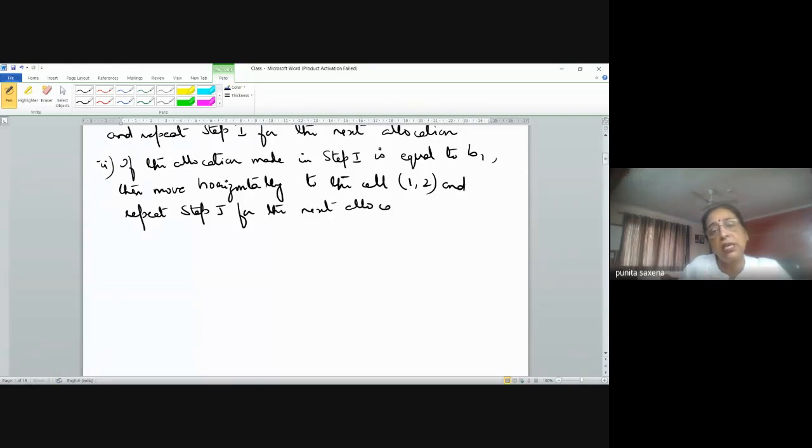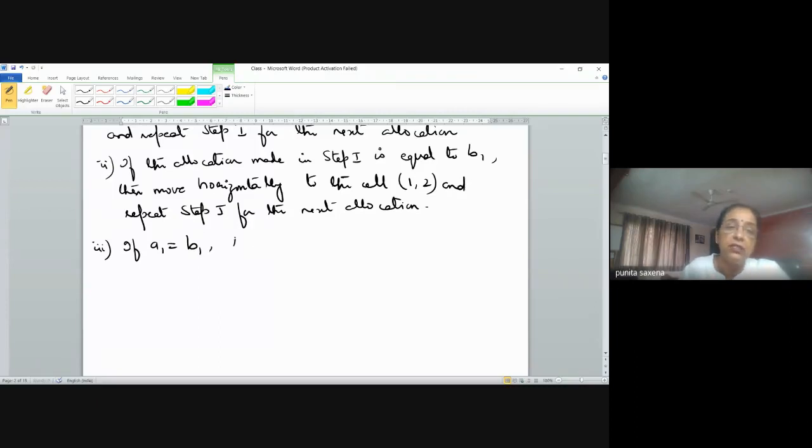Now this is the second option. The third option could be: what if they are equal? That means what if A1 is equal to B1? That means we allocate the same number in that cell. But then the first supply as well as the first demand is completely exhausted. So how do we move? We cannot move vertically down, and we cannot move horizontally to the right.